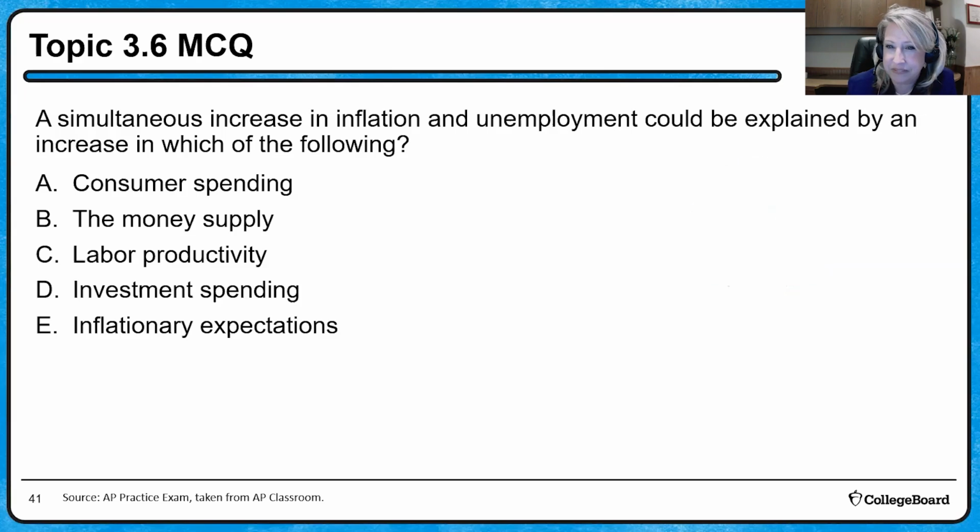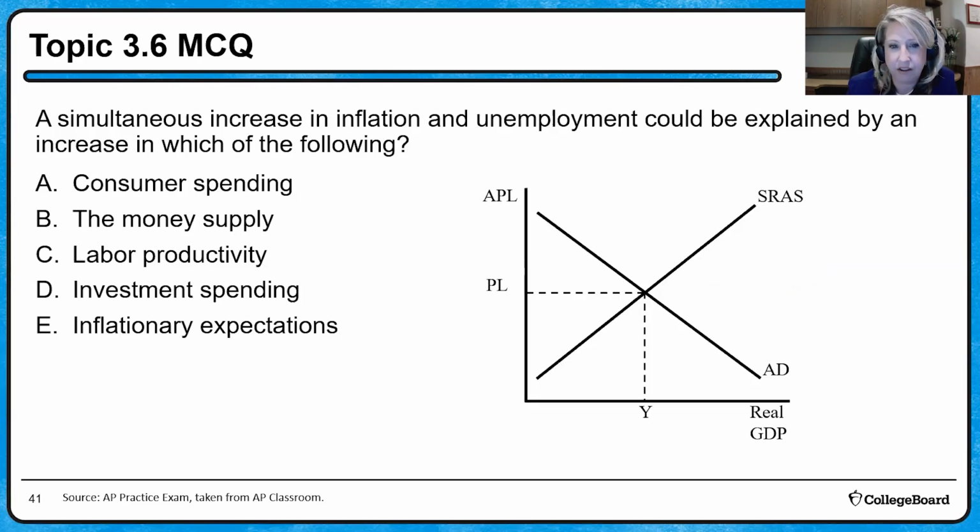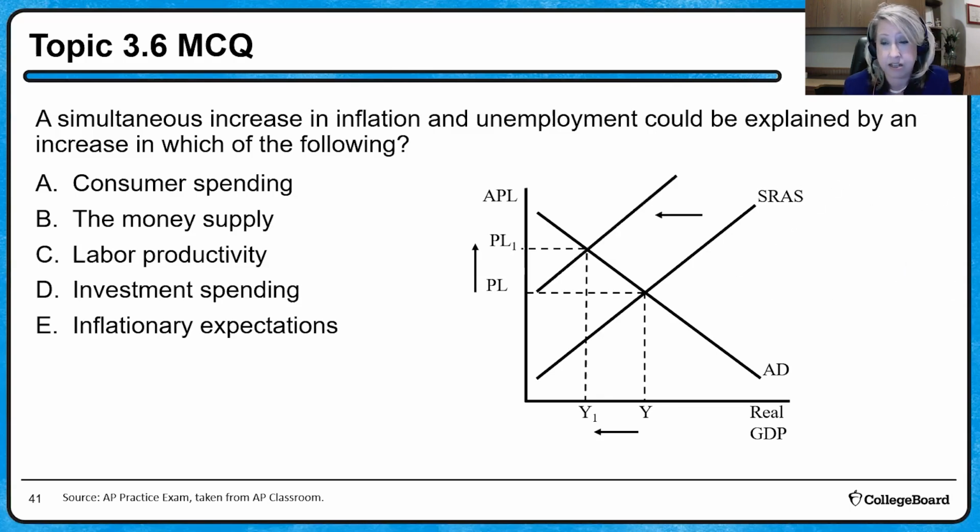How did you do? You bring up your graph, aggregate price level, real GDP, find your current level of output. And what we're being told is that we have an increase in inflation and unemployment. That means that our PL is rising and our Y is falling. So we find a new point with a higher price level and lower real GDP. The only thing that could have got us there is a decrease in short run aggregate supply.